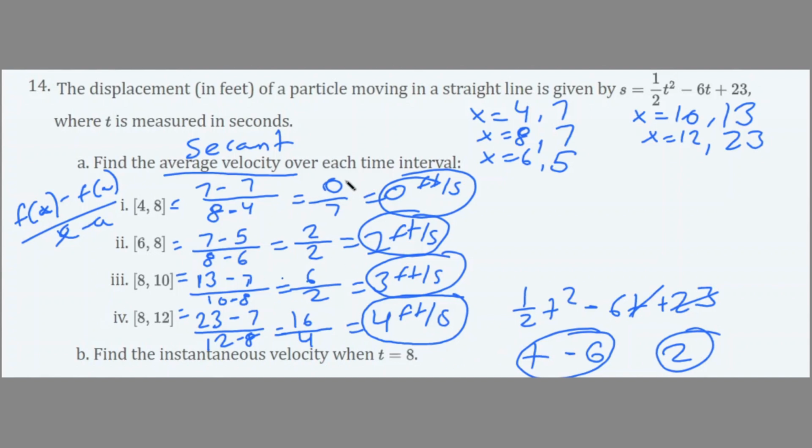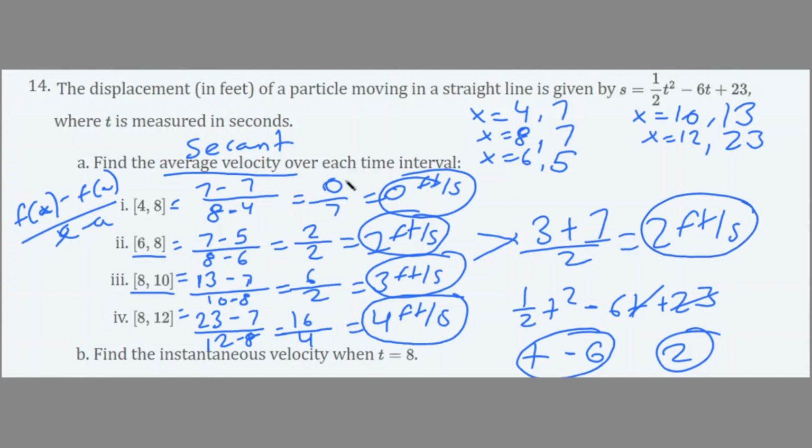And that could also be justified by here. See, look, we figured out the average velocity from 6 to 8 and 8 to 10, which are the 2 closest intervals to 8. If we add together, was it 3 and 1? 3 plus 1 and divide it by 2, that also gives us 2 feet per second. So that also checks out. That's a good way to check your answer.